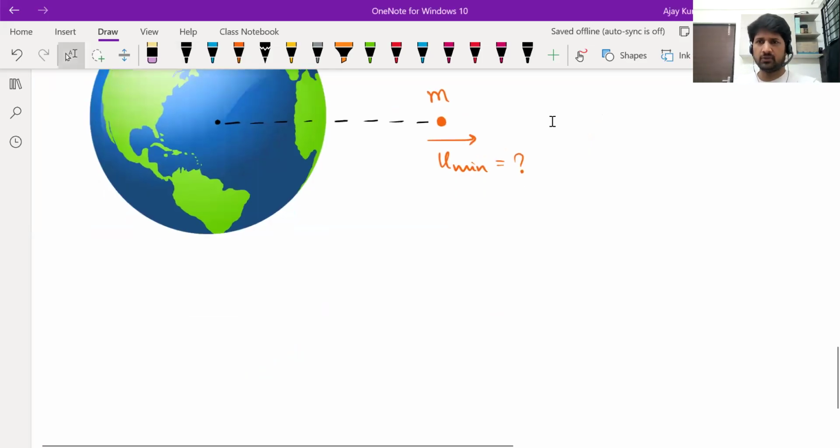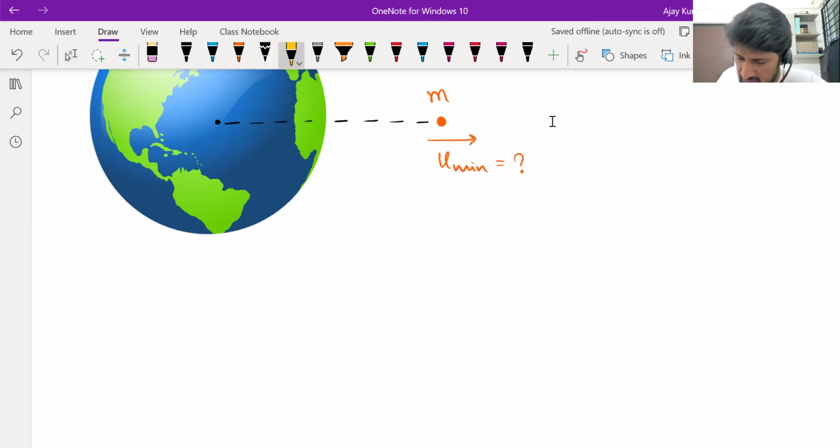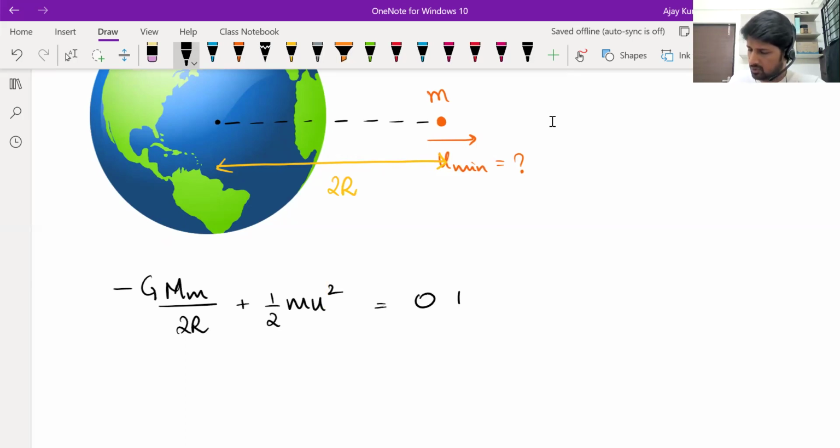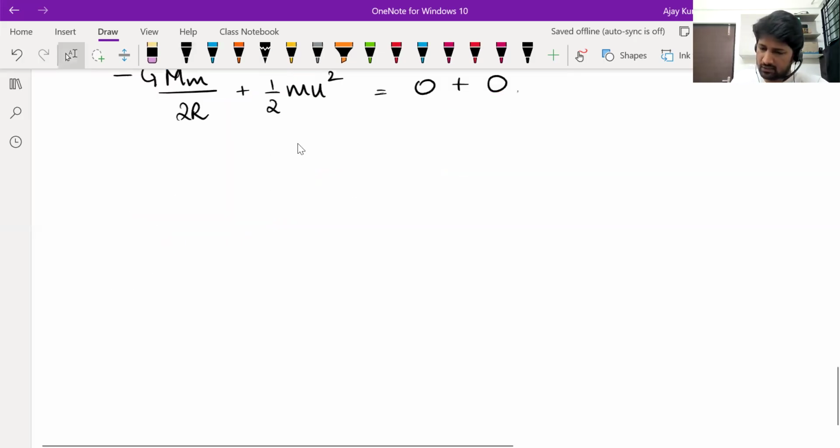The procedure is the same. You need the minimum speed such that you can send it to infinity. So Ui plus Ki is equal to Uf plus Kf. Initial potential energy is minus GMm by this distance, which is 2R. That's the only difference in the equation. So initial potential energy minus GMm by 2R plus initial kinetic energy half mu square is equal to final potential energy plus final kinetic energy. Simple. This time the 2's will get cancelled. You will get the escape velocity as under root GM by R.